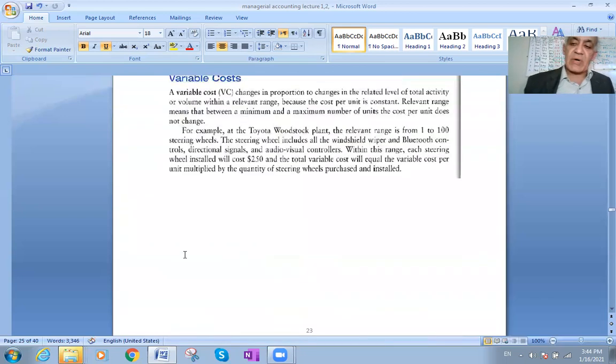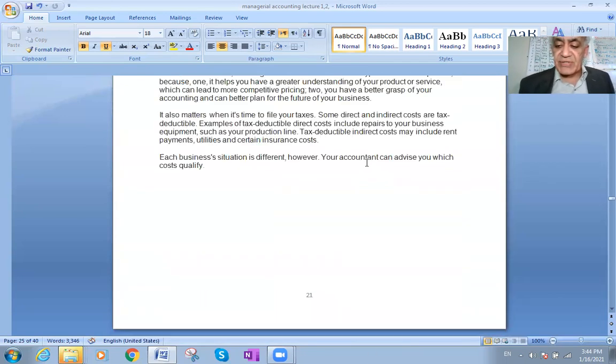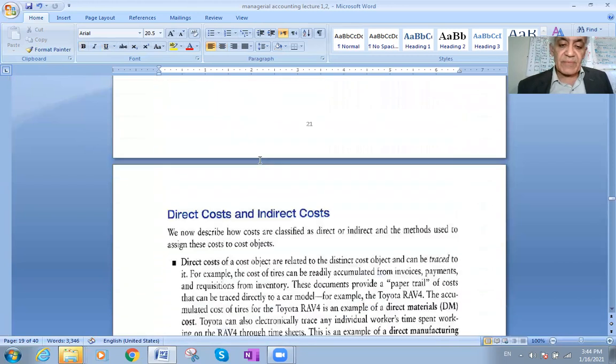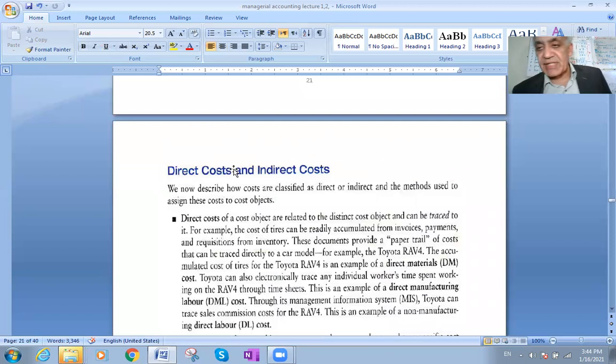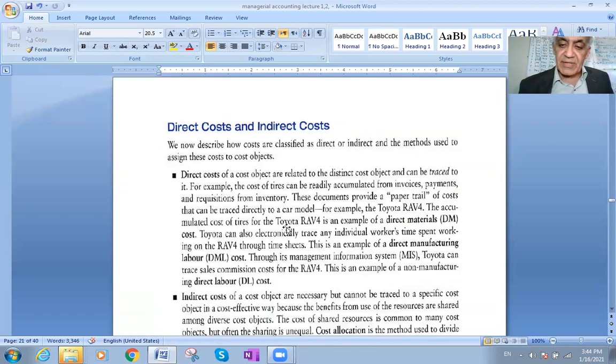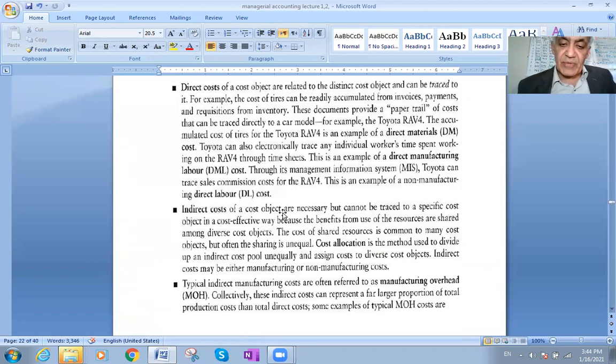Now we will go to our theoretical part. I think now we understood the accounting part, so it will be easy to understand the theoretical part. So we say we have direct costs and indirect costs, and I'm covering this also in the other video. The direct cost objects are related to the distinct cost object and can be traced. For example, the cost of tires can be readily accumulated from invoices, payments, and inventory records. The indirect costs of a cost object are necessary but cannot be traced. You cannot put it to a specific cost, it's called indirect, but you have to distribute it over all the units produced.